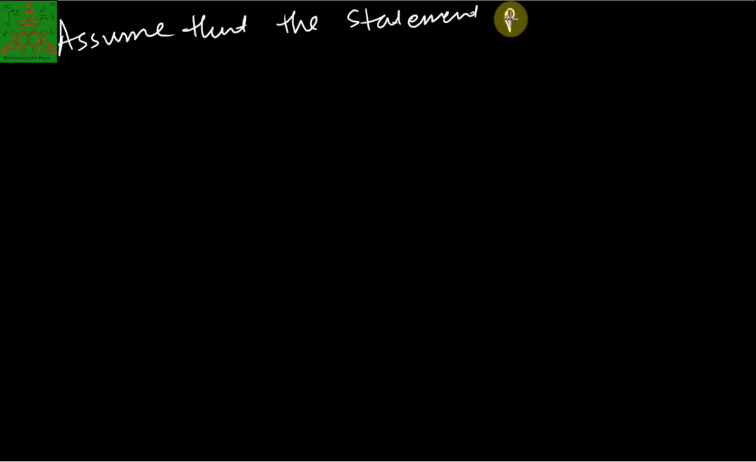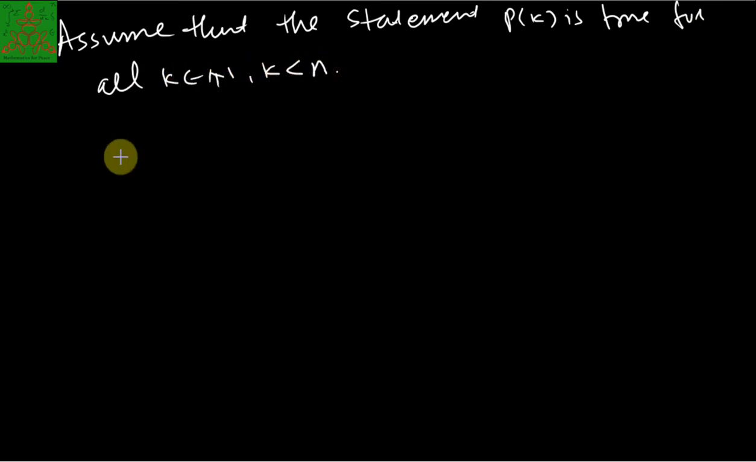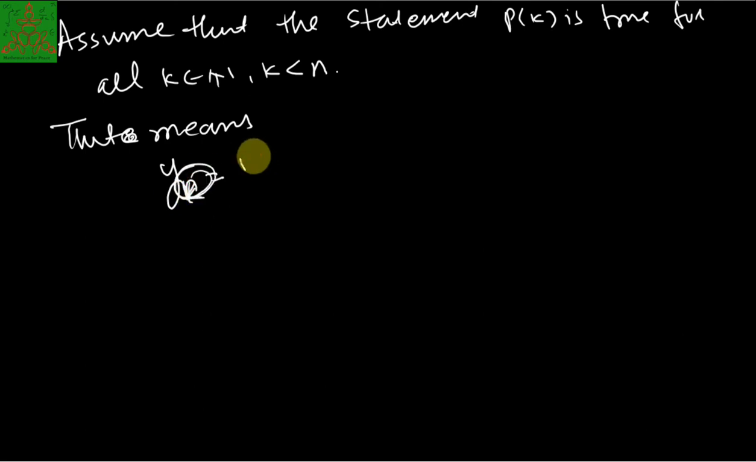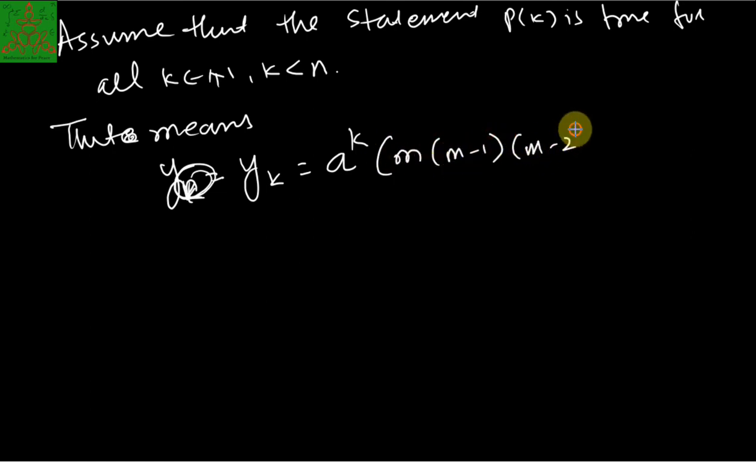Now we have to assume the result is true for k. So assume that the statement Pk is true for all k belonging to N. That means yk is equal to a power k, m into m minus 1, m minus 2 up to m minus k plus 1, ax plus b power m minus k.